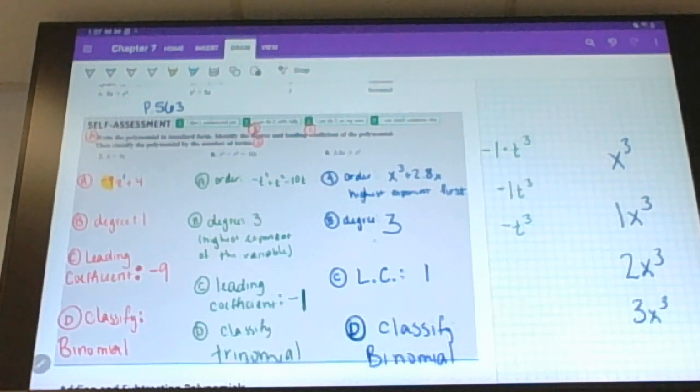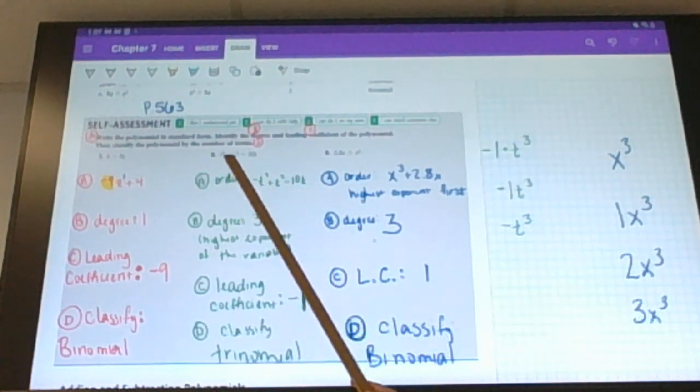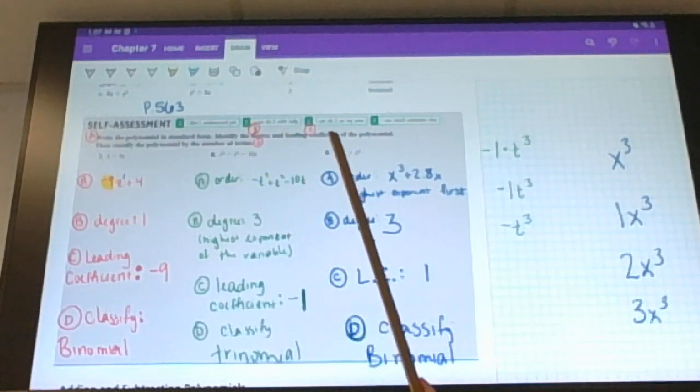This sometimes helps people not mess up and combine non-like terms. You count how many terms there are. So there's 1, 2, 3. Number of terms.